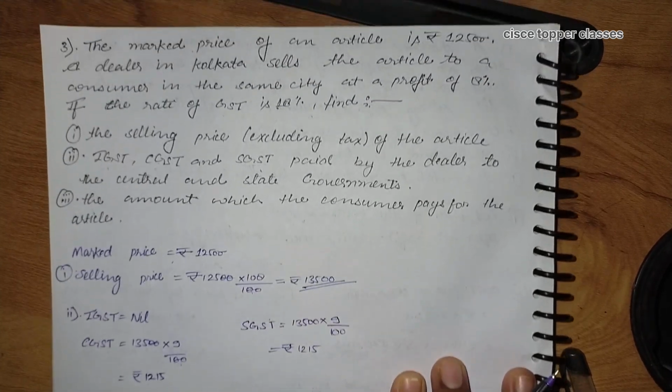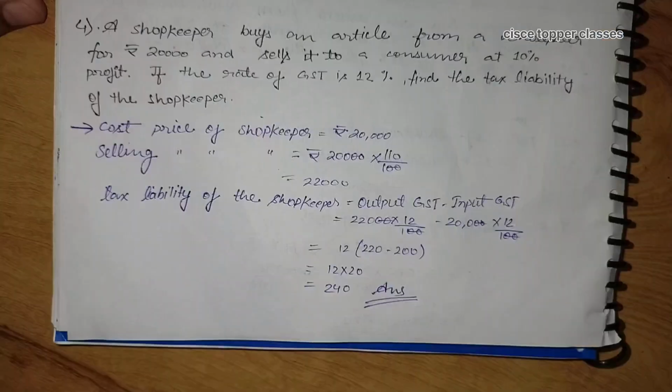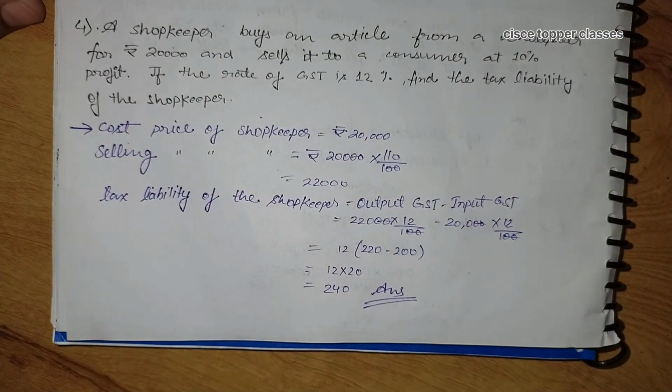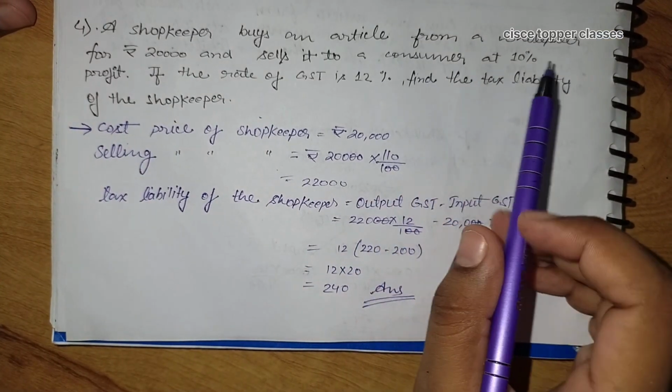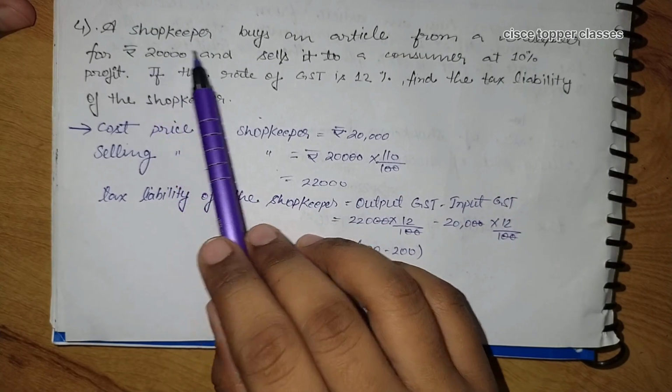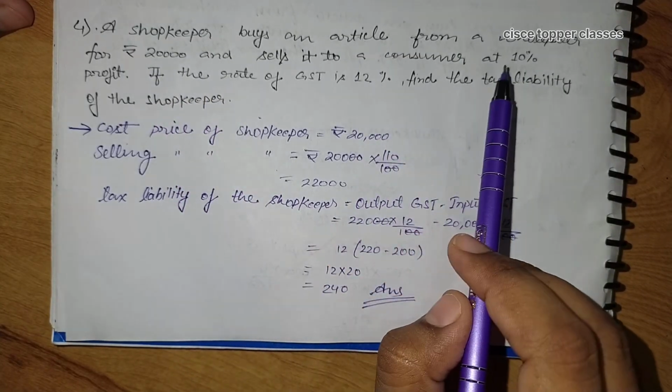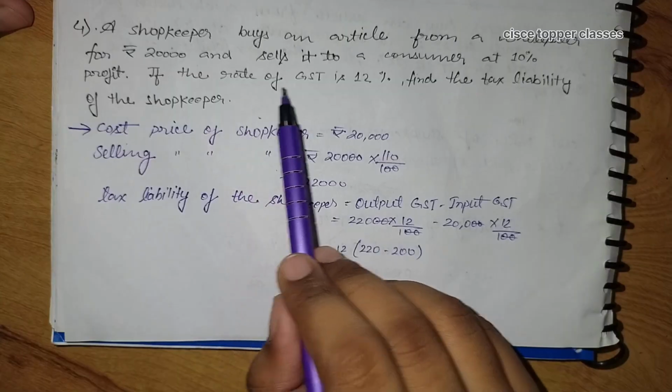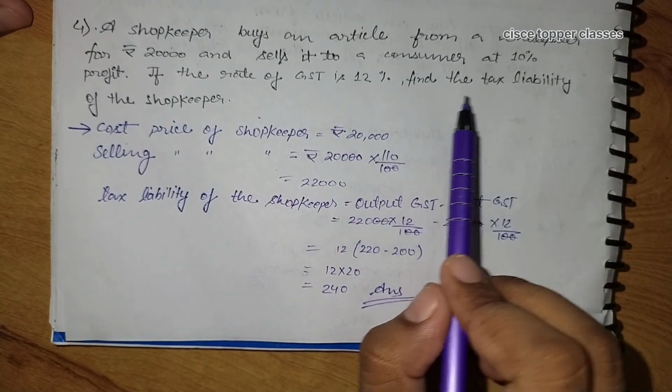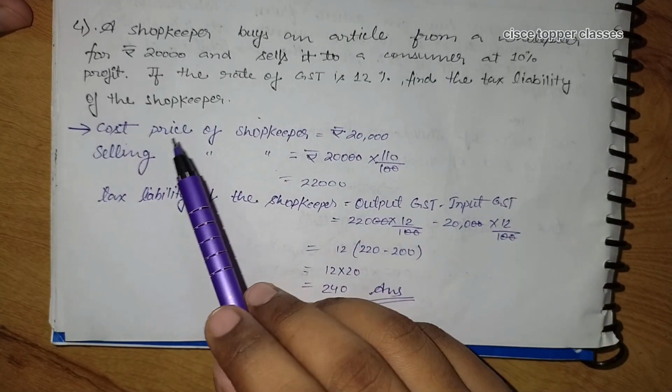So this is the solution of question number 3. Now let us solve question number 4. A shopkeeper buys an article from a wholesaler for rupees 20,000 and sells it to a customer at 10% profit. If the rate of GST is 12% here, then find the tax liability of the shopkeeper.